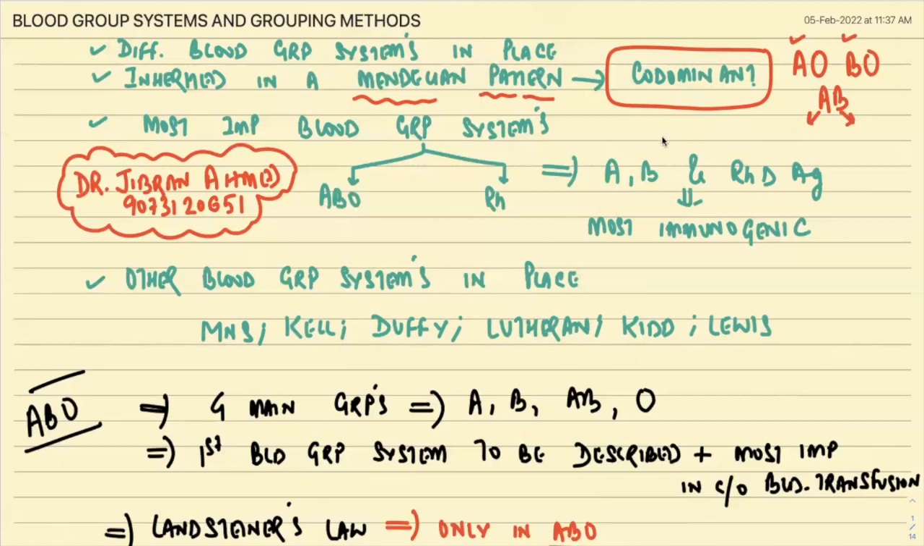So the most important blood group systems that we have seen, one is your ABO blood group system that we know, and the other is the RH blood group system.